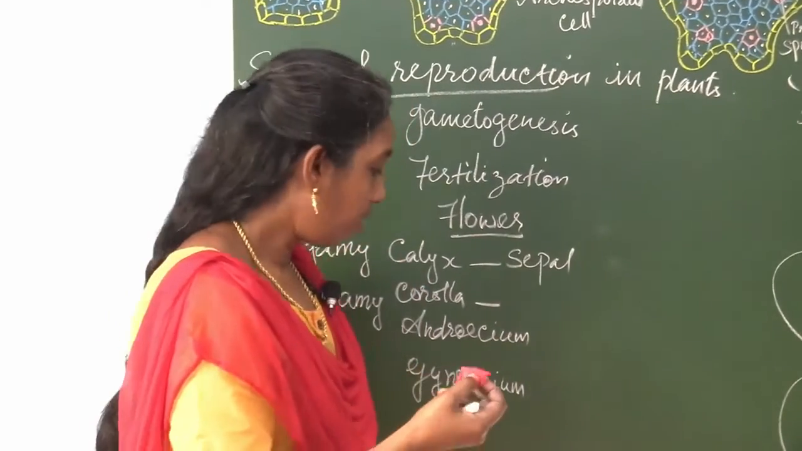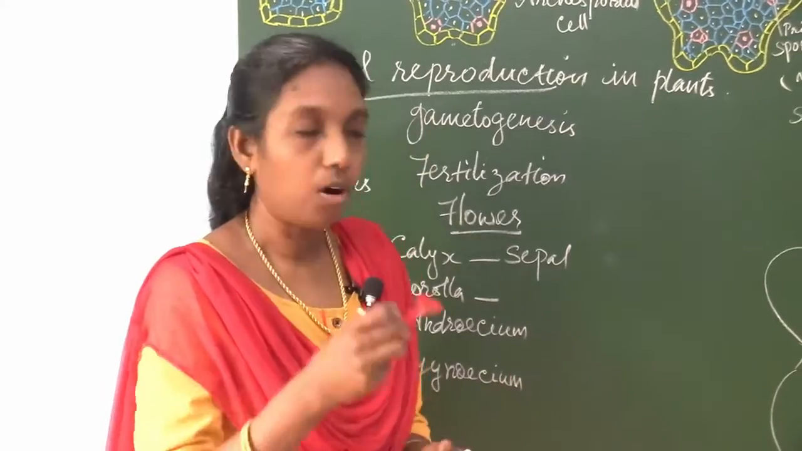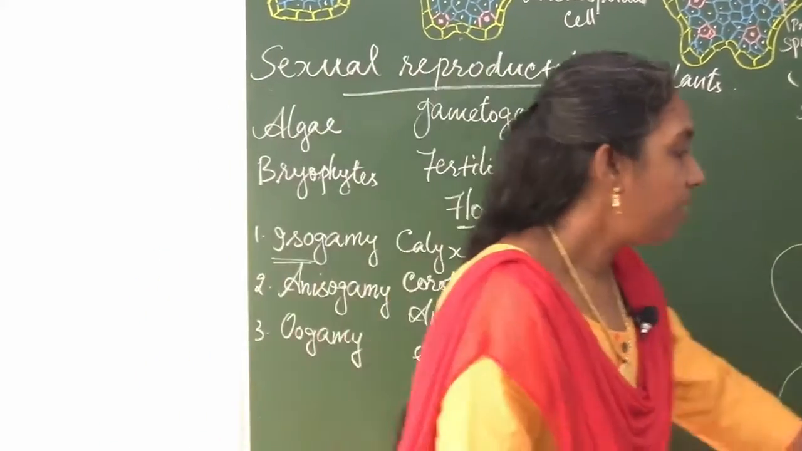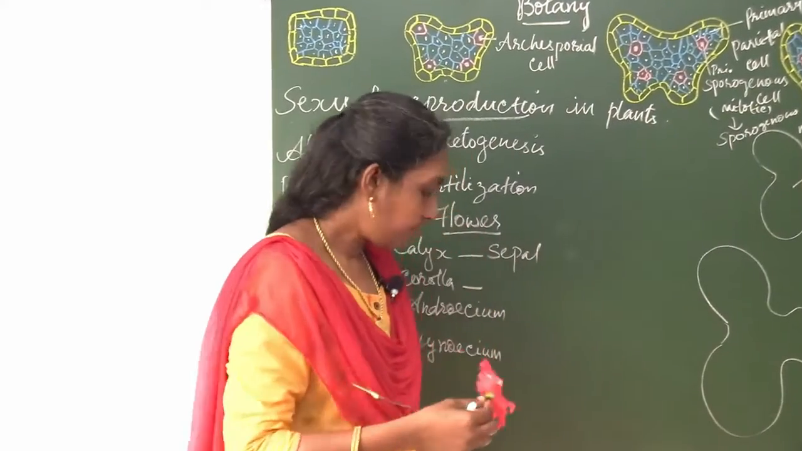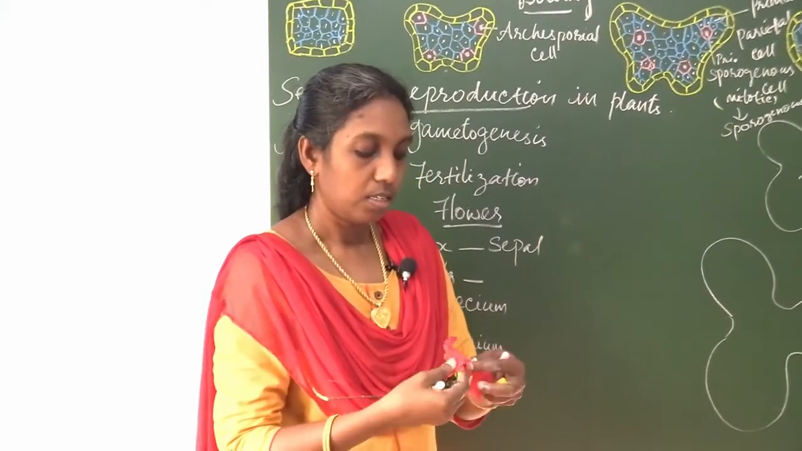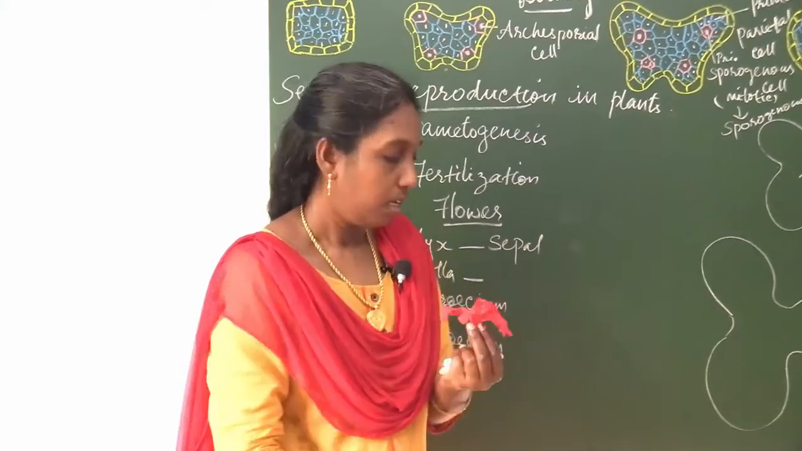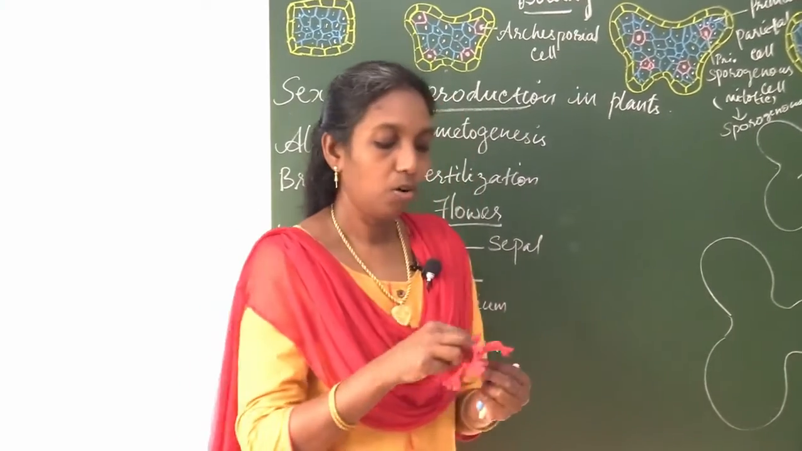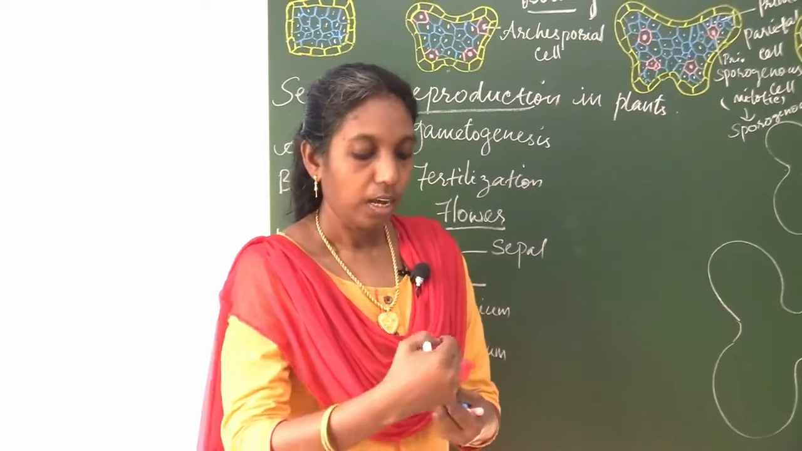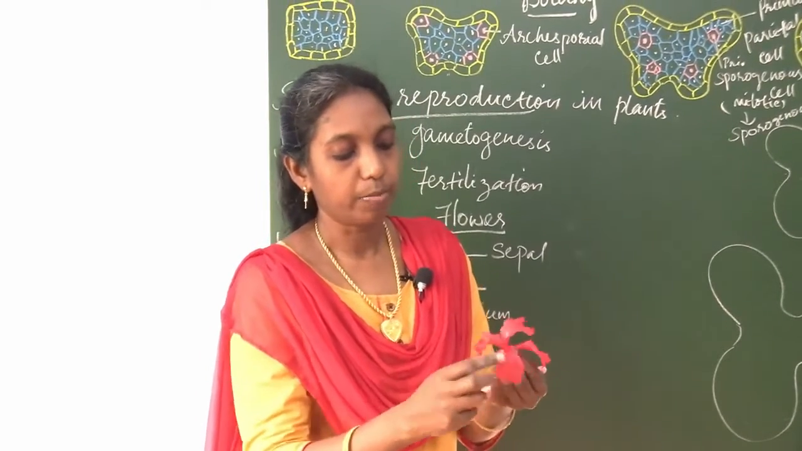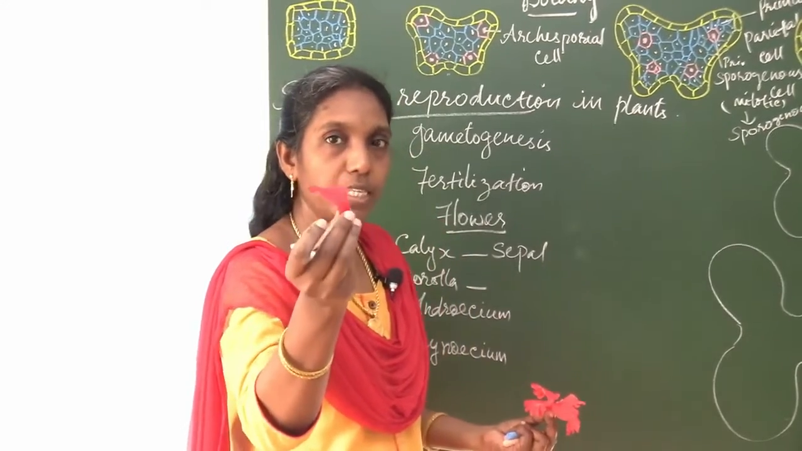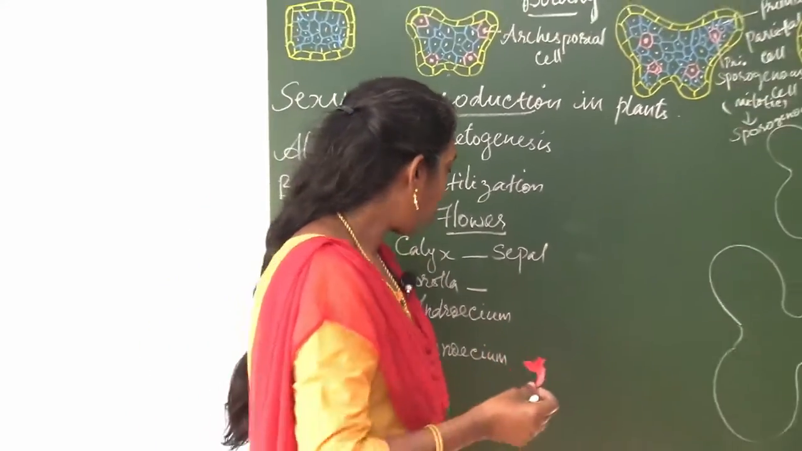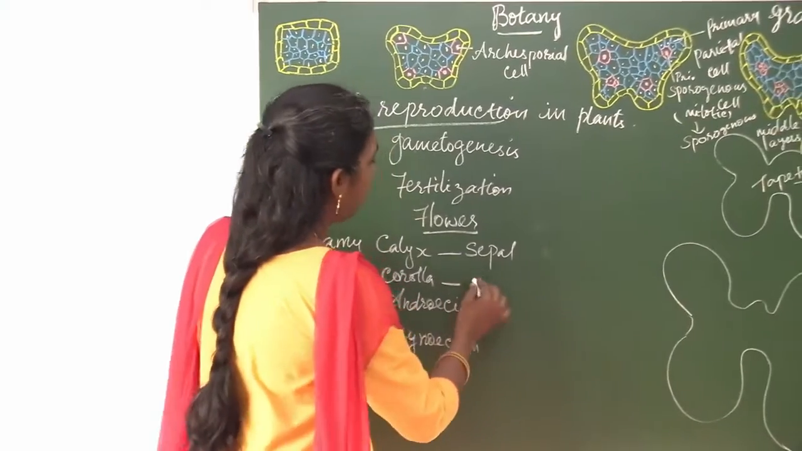Each segment of the second whorl, this is the second whorl of the flower, the whole whorl is the corolla, and it is made up of a number of segments. Each segment of the corolla is called a petal.